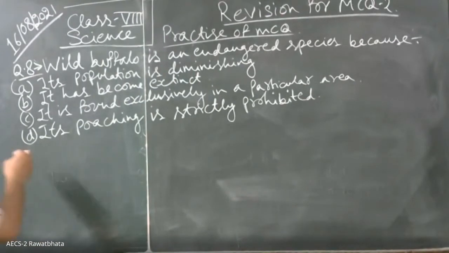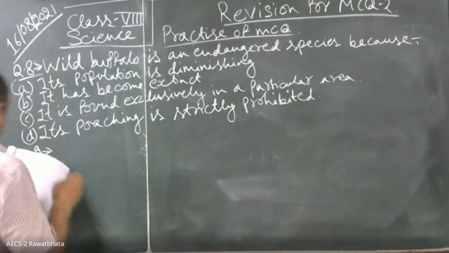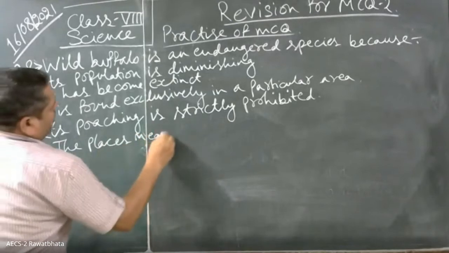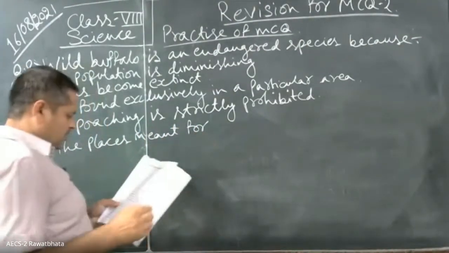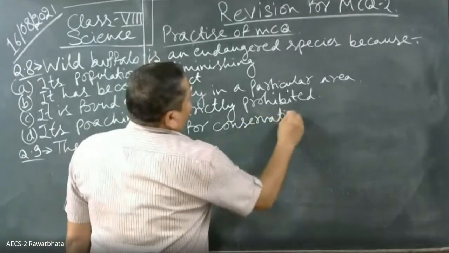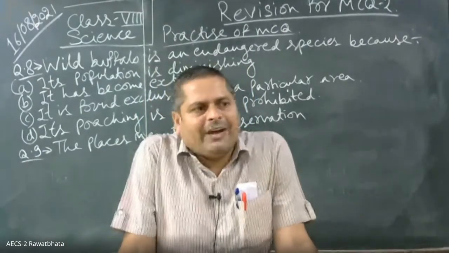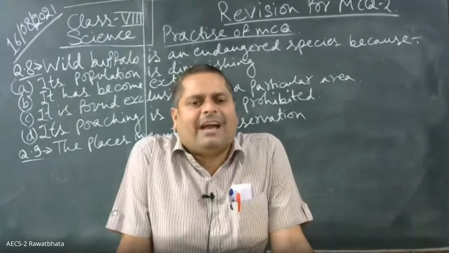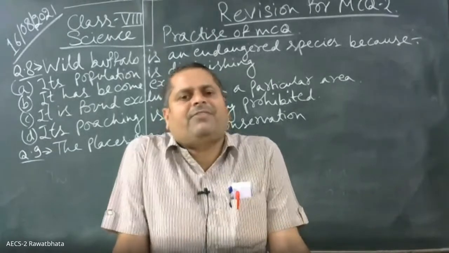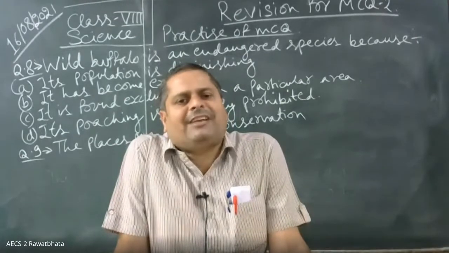Next question. Question number 9. This is also a very important question. The places meant for conservation of biodiversity. Do you know what is biodiversity, children? Biodiversity is the different forms of life, variety of life. Different species living in a particular area, different flora and fauna living in a particular area constitute biodiversity of that area. Okay?